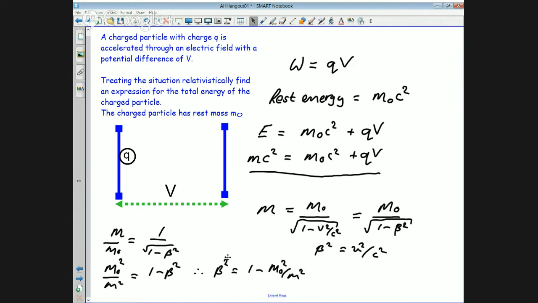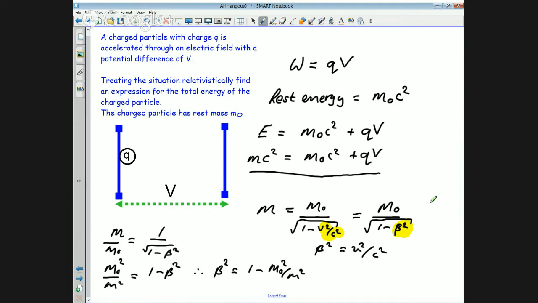So you can see that we can rearrange for this a lot easier by just making this particular expression, v squared upon c squared, equal to the b squared here. Makes things a lot easier for us.